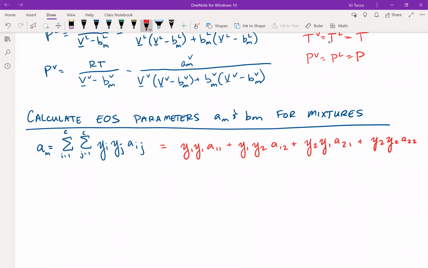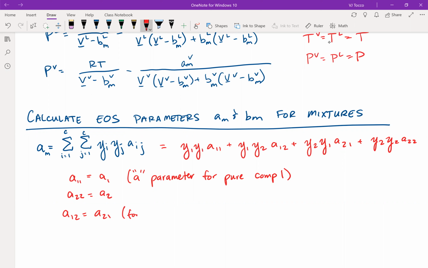I know I said we're trying to simplify it, and this actually looks like it makes it more complicated. But remember that most of the complication is just in terms of the notation here. So A11 is equal to A1, the A parameter for pure component 1, while A22 is equal to A2, the A parameter for pure component 2. And then the cross terms, we simplify by setting them equal. This was maybe not the most accurate thing to do, but we say A12 is equal to A21 for simplicity.